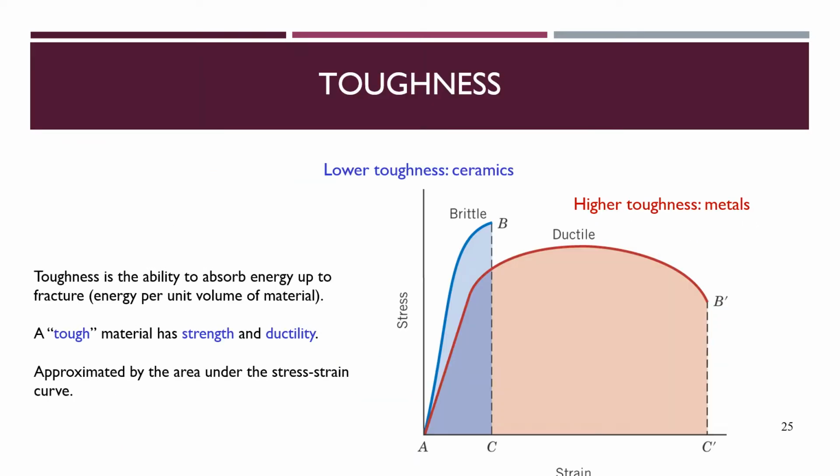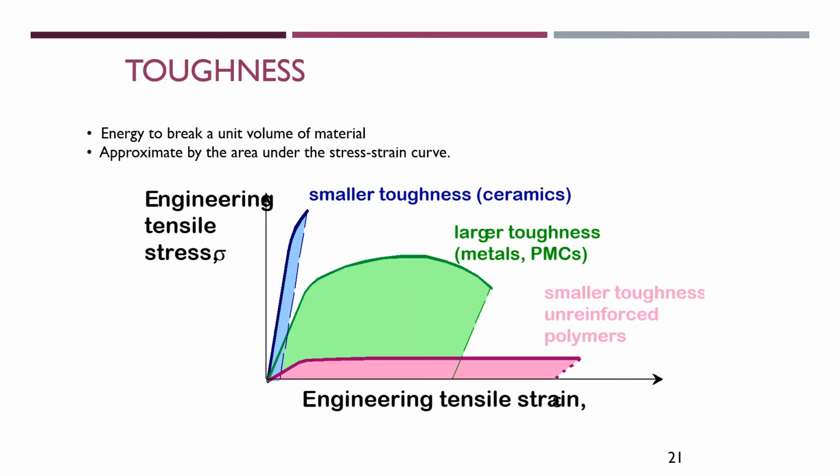Now let us move on to the next mechanical property, which is toughness. Toughness is the ability to absorb energy up to fracture. A tough material usually has high strength and high ductility, a combination of both. And how do you measure the toughness? It is actually the area under the stress-strain curve. Toughness is also defined as the energy to break a unit volume of a material.